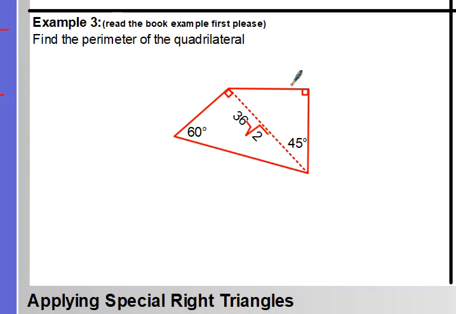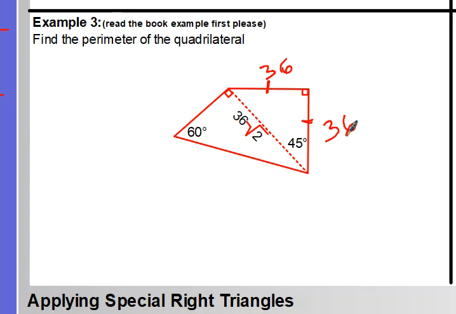I know that I have a 45 right triangle here. So that means this side length and this side length are congruent. I have a 60, 90, well, that's 30. Okay, so right now I can use the rule of an isosceles right triangle, and I know that this side length has to be 36, which makes this side length, okay, excellent.